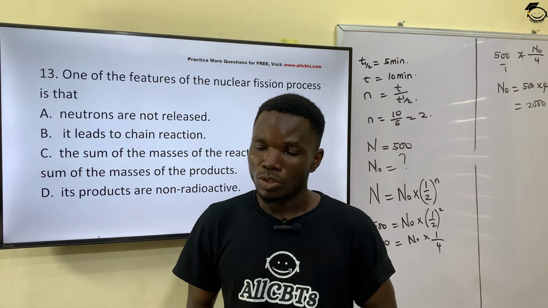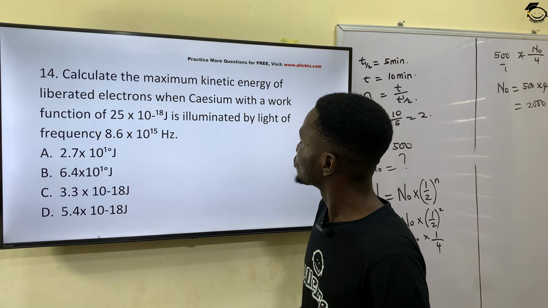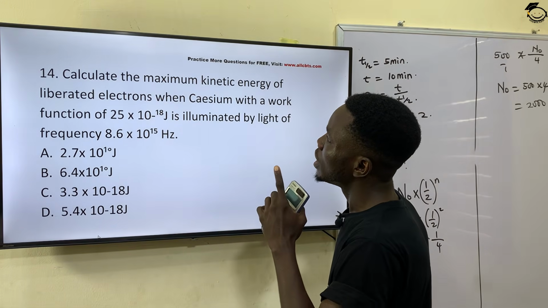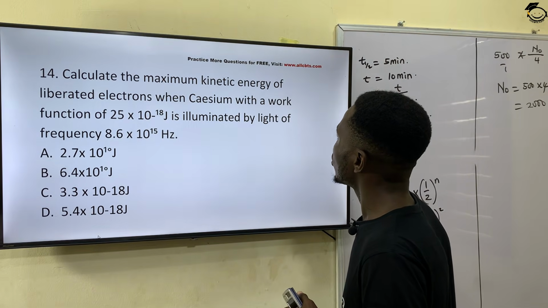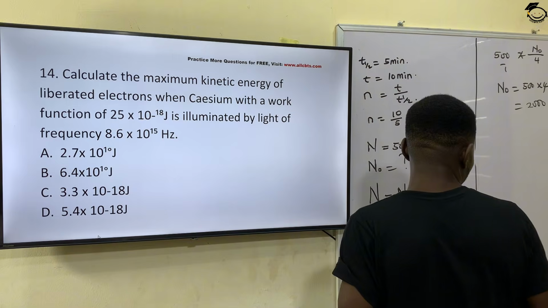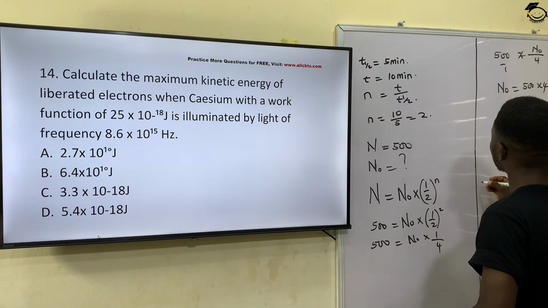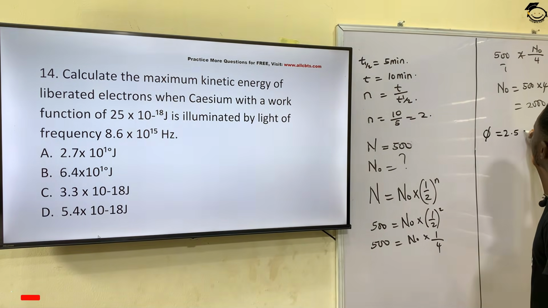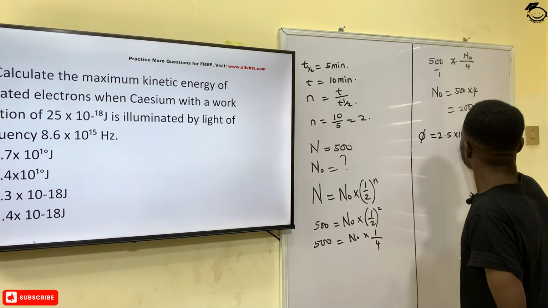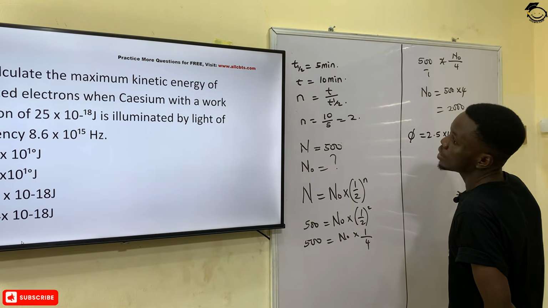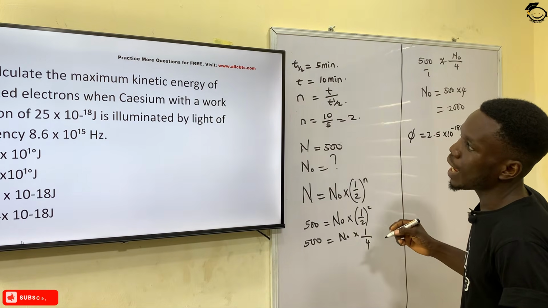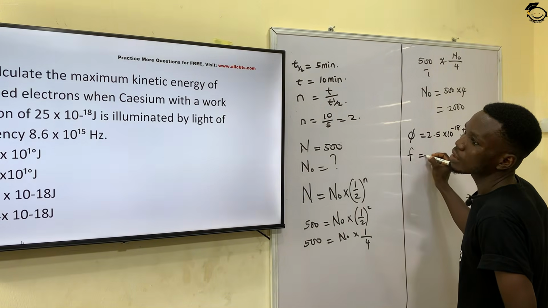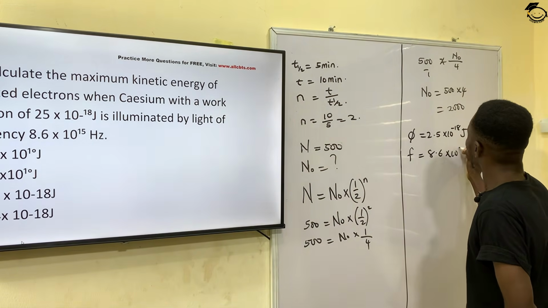So that takes us to the next question, which is, calculate the maximum kinetic energy of liberated electrons when calcium with a work function of 2.5 times 10 raised to power minus 18 joules is illuminated by light of frequency. They gave us the frequency as 8.6 times 10 raised to power 15 hertz.